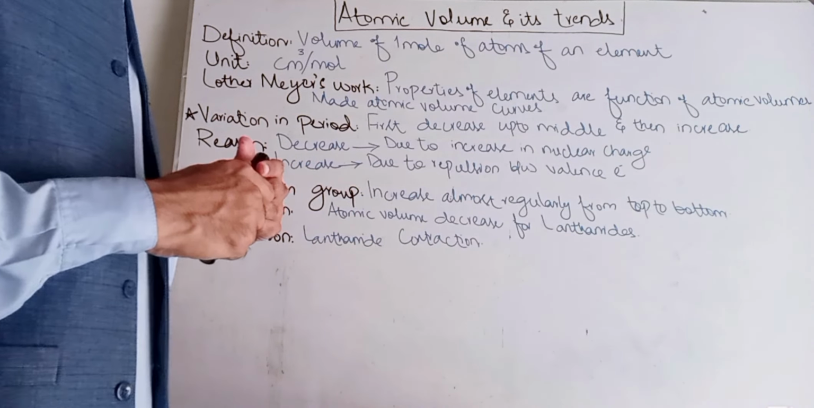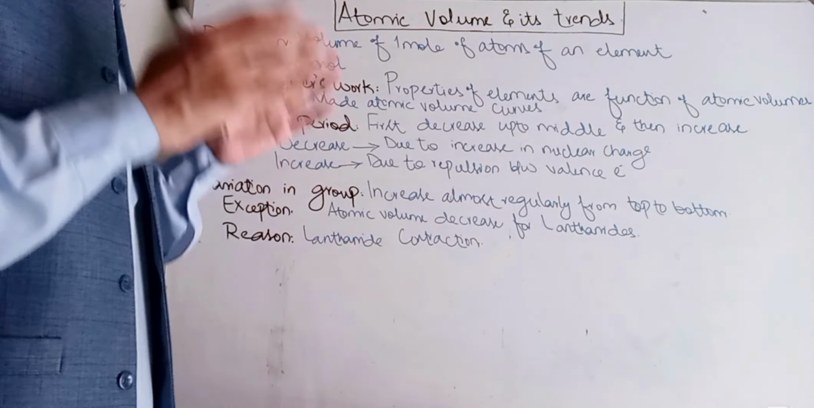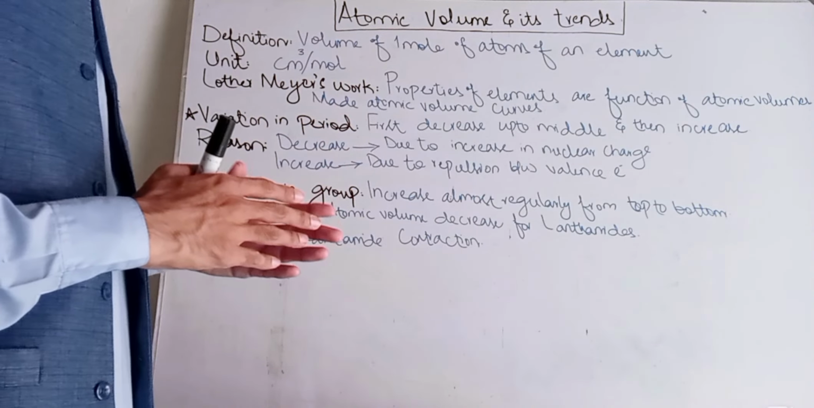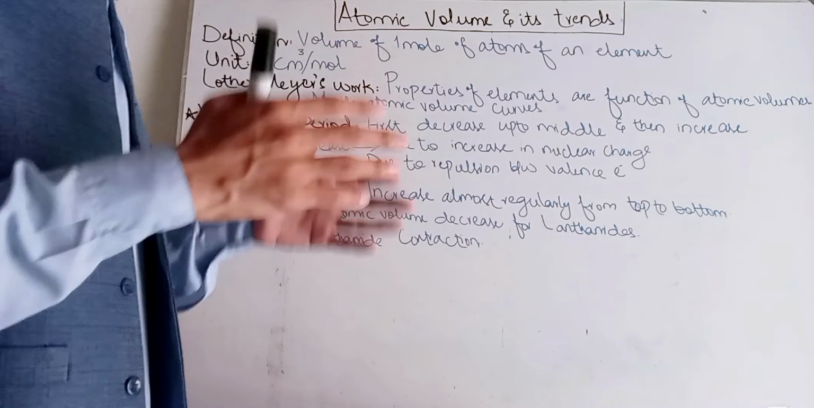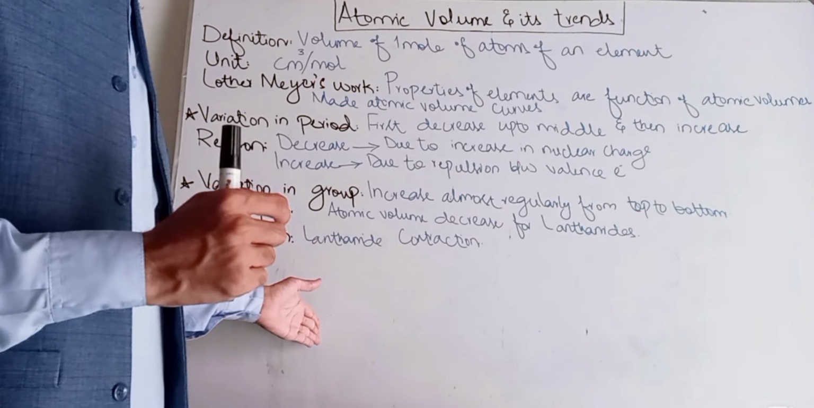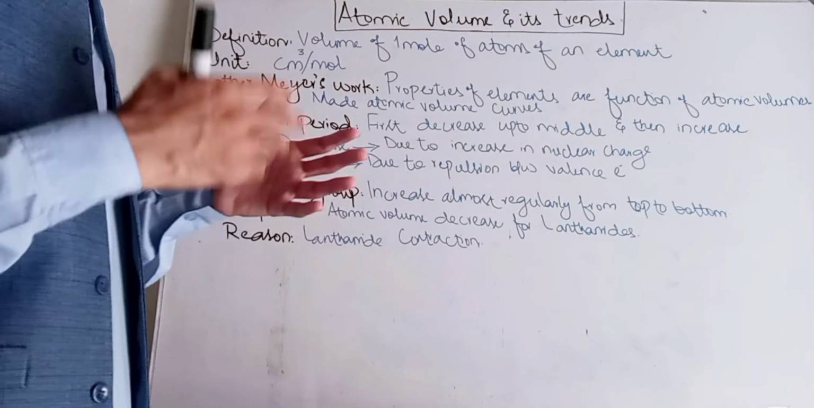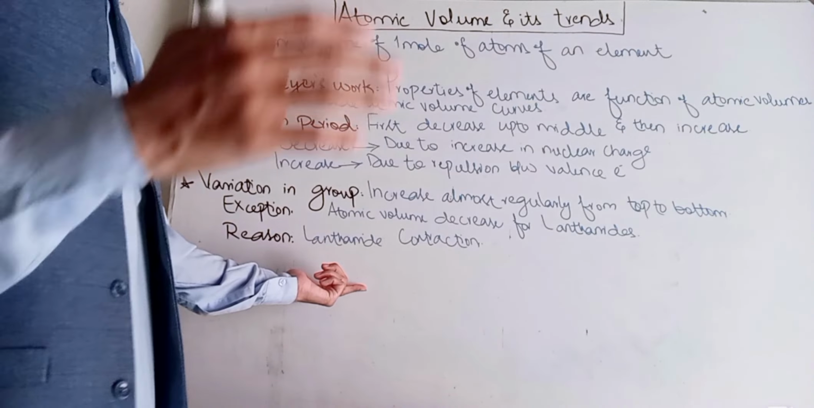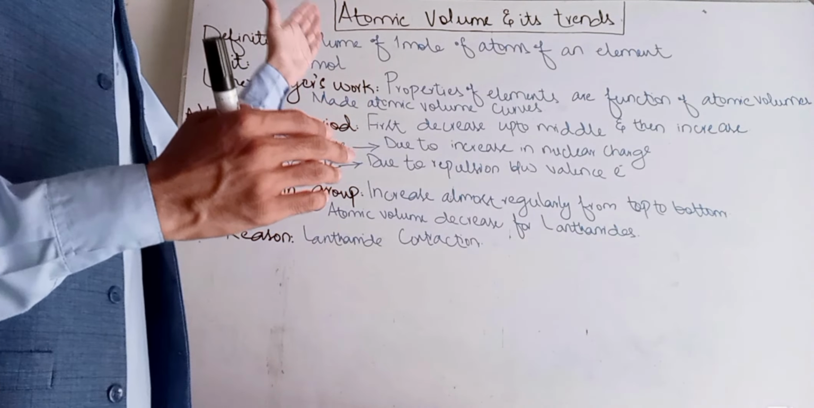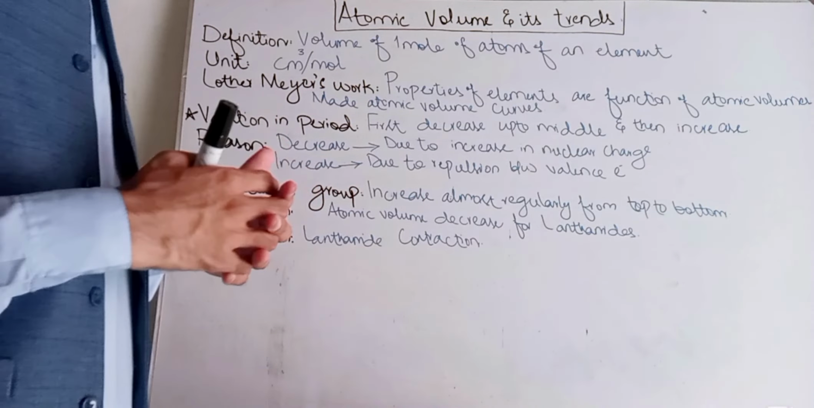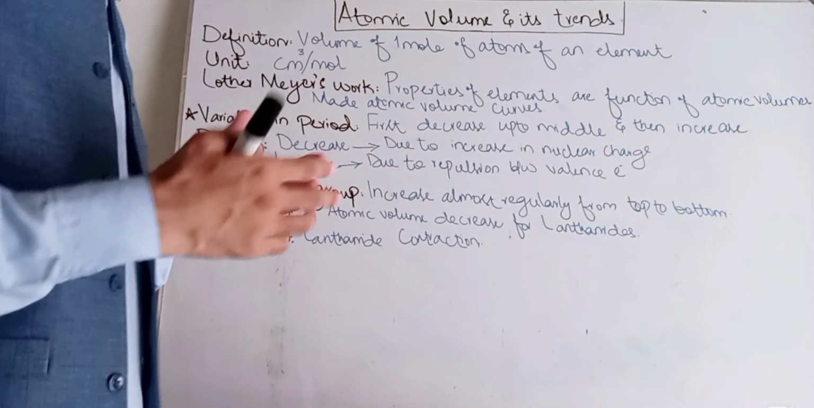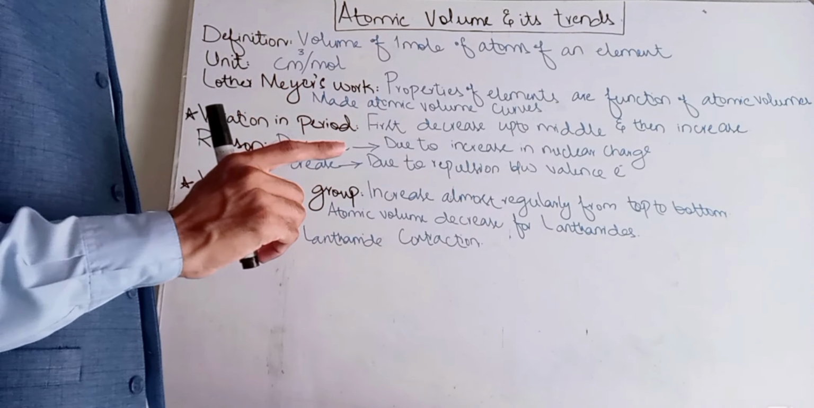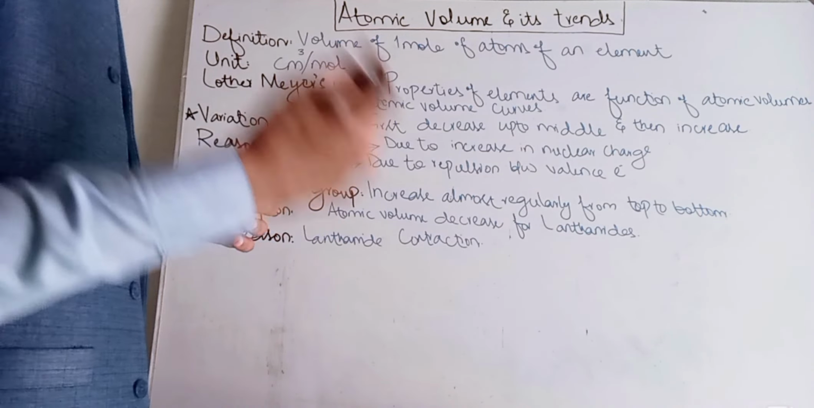The next is the variation of atomic volume in the group. The atomic volume increases in a more or less regular manner from top to bottom. And why is it increasing? Because of the addition of an extra shell in each successive element when we move from top to bottom in a group. This trend is almost regular, but there is one exception, that the atomic volumes decrease for lanthanides.